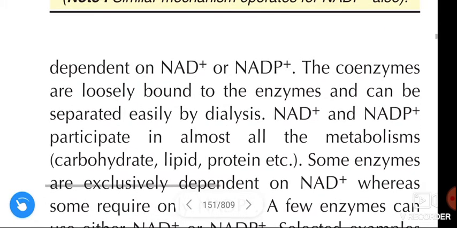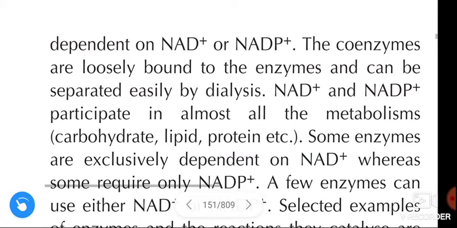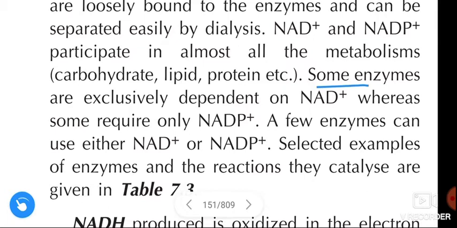See once again. The coenzymes are loosely bound to enzymes and can be separated easily by dialysis. NAD plus and NADP plus participate in almost all the metabolisms like carbohydrate metabolism, lipid metabolism and protein metabolism. Some enzymes are exclusively dependent on NAD plus, whereas some require only NADP plus, and a few enzymes can use either NAD plus or NADP plus.